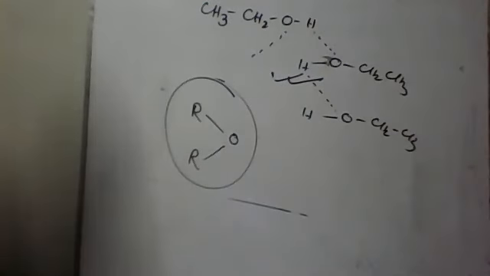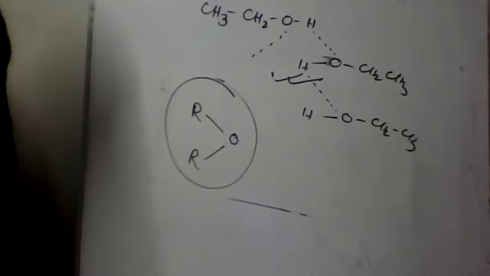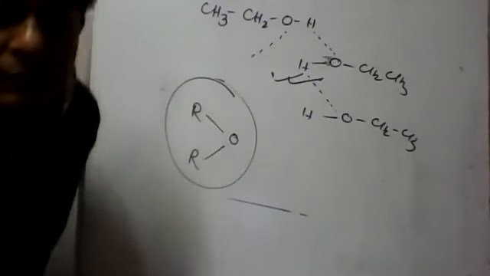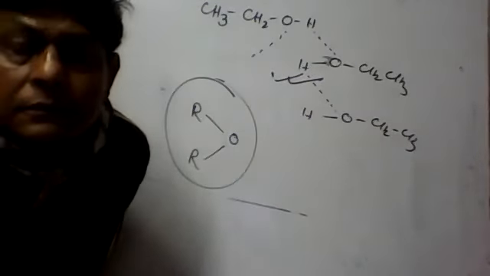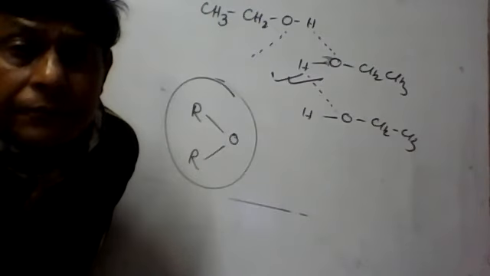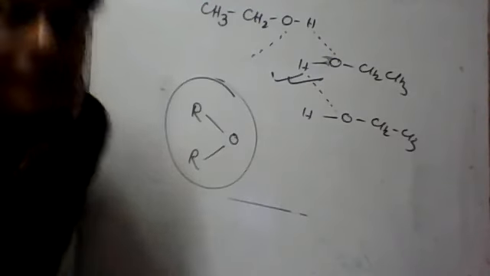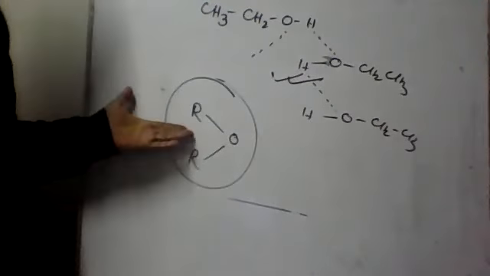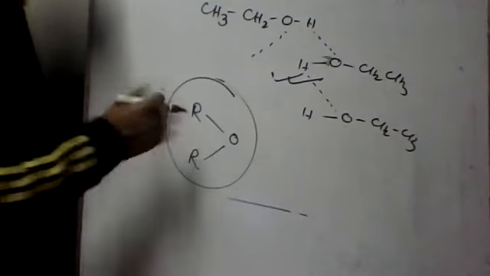Any doubt? Hydrogen bonding in ether is less because the hydrogen is not polar, so ether has no polar hydrogen. It is not polar. Suppose it is methoxymethane.